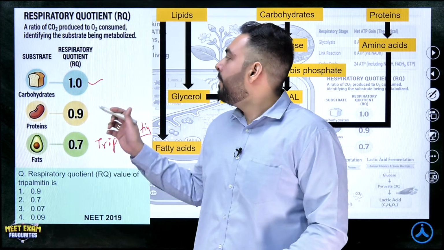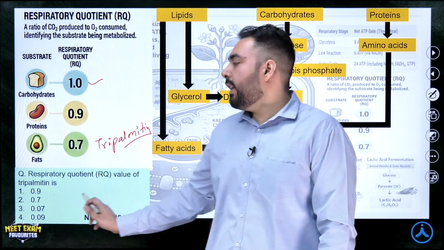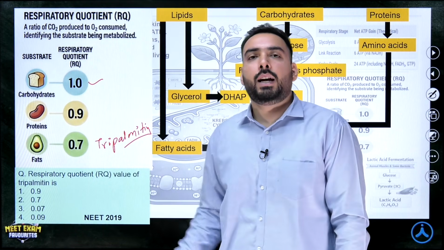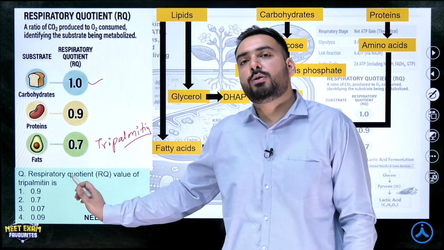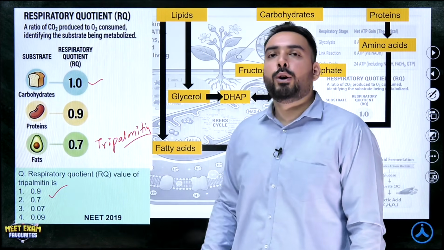The MCQs. Respiratory quotient RQ value of tripalmitin. We know tripalmitin is a fat and lipid. Lipids RQ value is 0.7. So the answer would be 0.7.